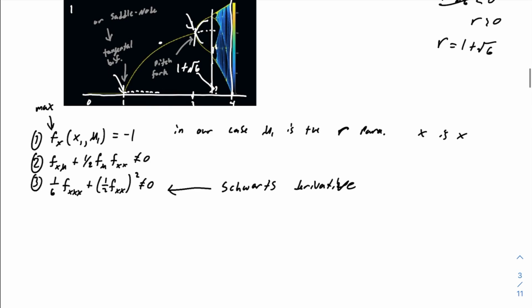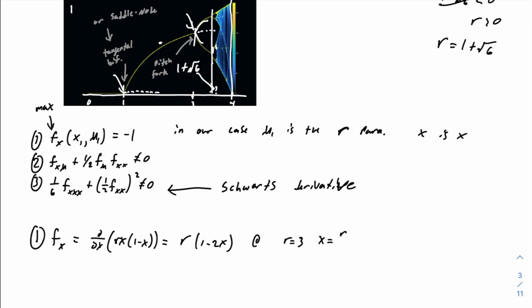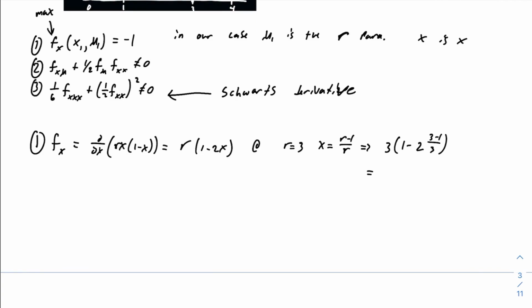pitchfork bifurcation. So checking the first case, we have f of x is equal to partial over partial x of rx(1 minus x), which is equal to r(1 minus 2x). Okay, so plugging this in at r equals 3, x equals (r minus 1) all over r. So that's going to be 3 times (1 minus 2(3 minus 1)/3), which is equal to 3 minus 2 times (3 minus 1), which is equal to 3 minus 2 times 2, which is equal to -1. Yay, so it fulfills our first criteria.